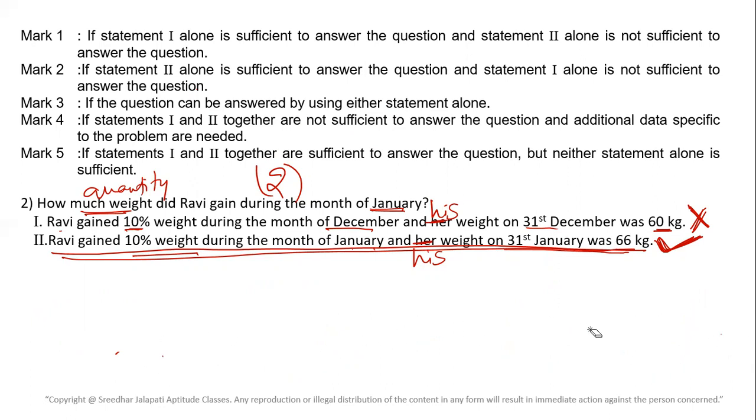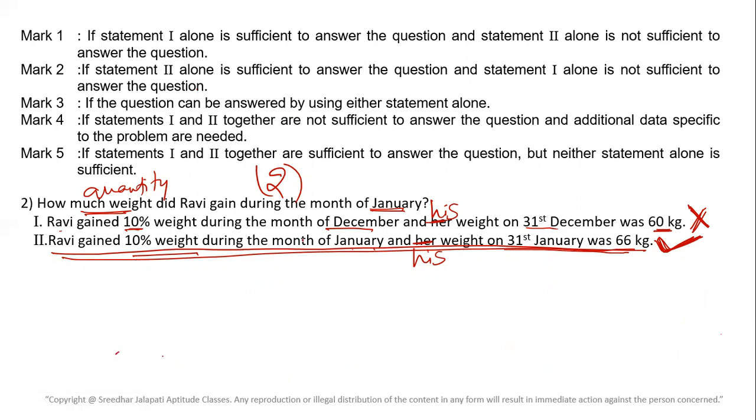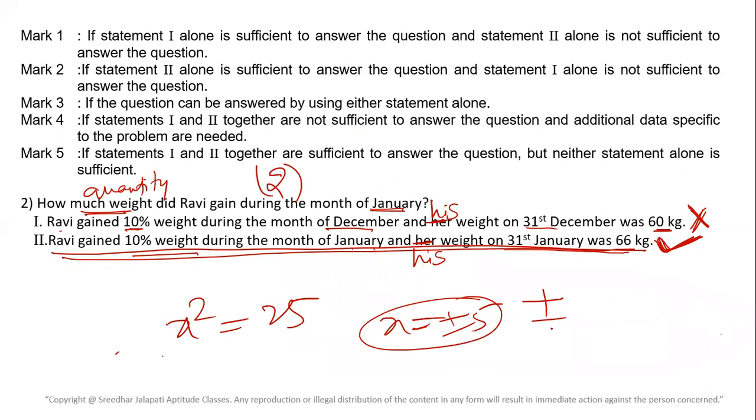But at the same time, sometimes that is a problem as well, because if you don't solve, there is a chance of getting plus or minus. Suppose you get a quadratic equation, let's say x square is equal to 25, you will get plus or minus. So when you are going to get two values, we treat it as data insufficient. But again, even if you get plus or minus, you need to consider whether the situation allows minus or not. For example, in this question, even if you get plus or minus, since it is weight, weight cannot be minus, you can ignore the minus value.